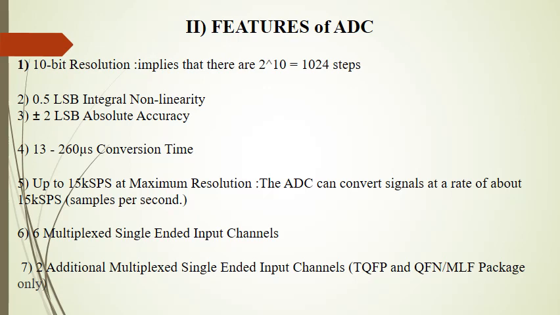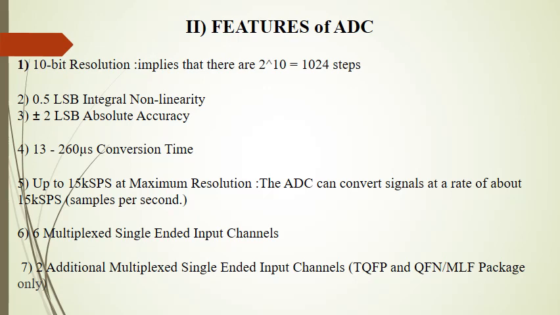The first feature is 10-bit resolution, which implies that there are 2 raised to the power 10, that is 1024 steps. We'll go into the detail of this in the upcoming slides. Then it has 0.5 LSB integral non-linearity and plus or minus 2 LSB absolute accuracy. The fourth important feature is 13 to 260 microsecond conversion time. It means that when you provide an analog value, the time required to convert it into its equivalent digital value is in the range of 13 to 260 microseconds, which is quite less.